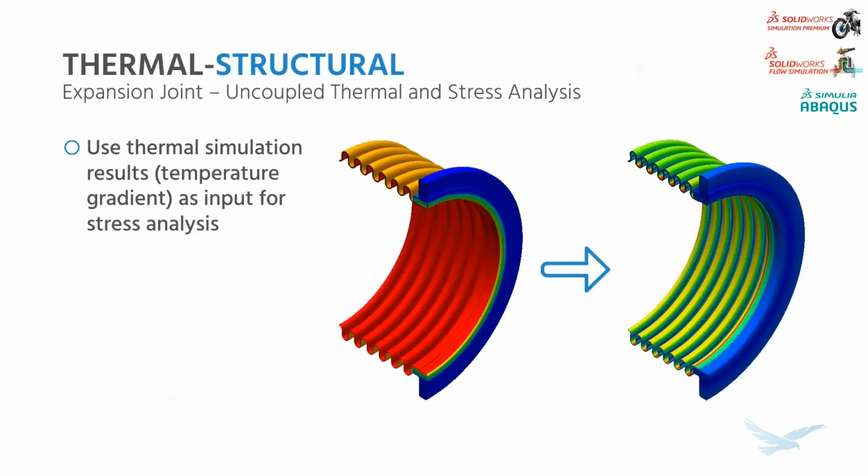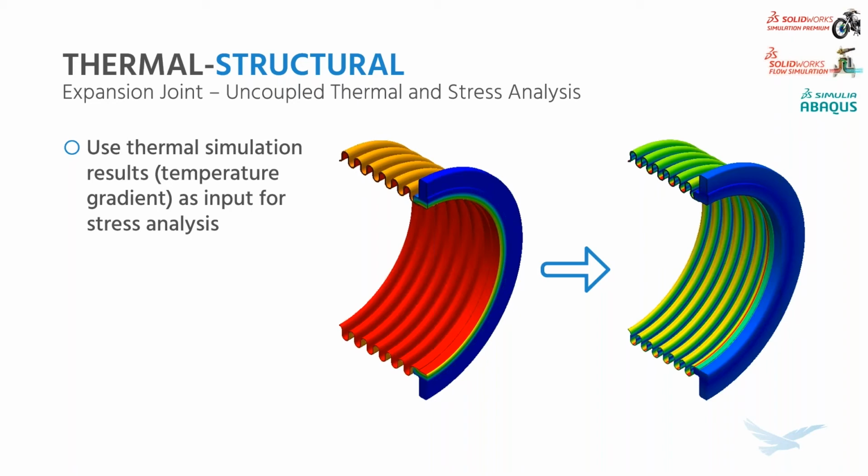As we start to think about linking that with structural, though, there's a couple ways we can do that. We can do it in the sequential or uncoupled method, or we can do a fully coupled analysis. This expansion joint example, we've got something hot running through the joint, and it's going to heat up the inside of the joint. The outside, though, is not as hot. And so we've got a temperature gradient through. So we need to do that thermal analysis.